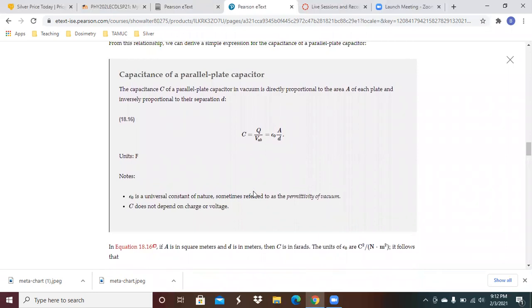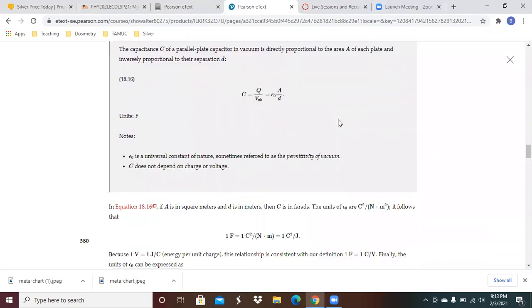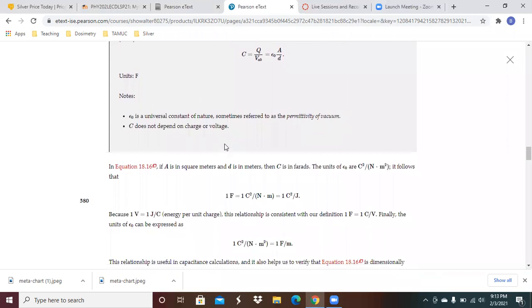So the capacitance of a parallel plate capacitor in a vacuum is directly proportional to the area of each plate and inversely proportional to their separation. So the capacitance is Q divided by the potential difference, or this. Again, the units are farad. So this epsilon naught is the universal constant of nature, sometimes referred to as the permittivity of the vacuum.